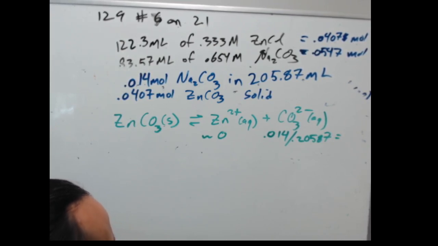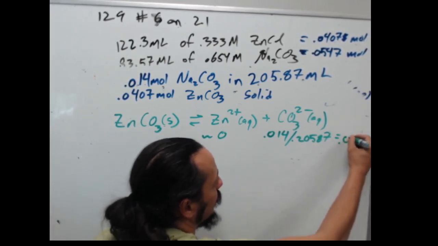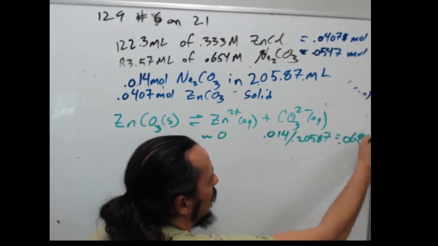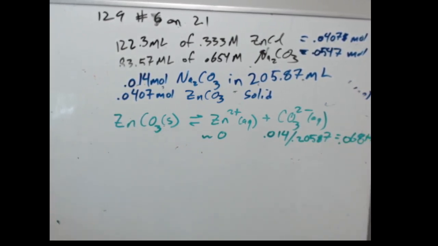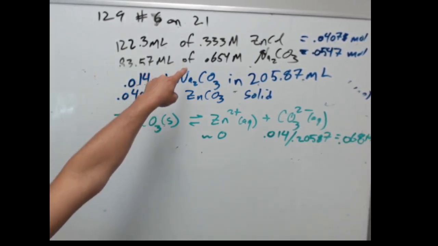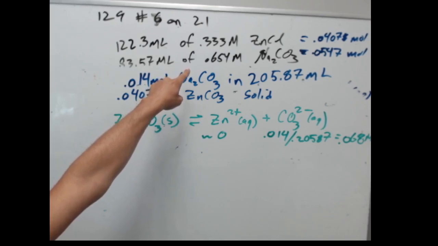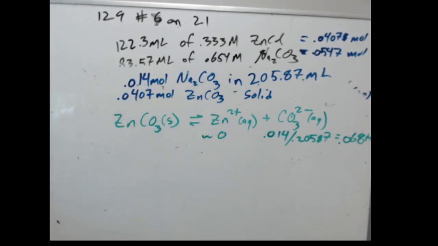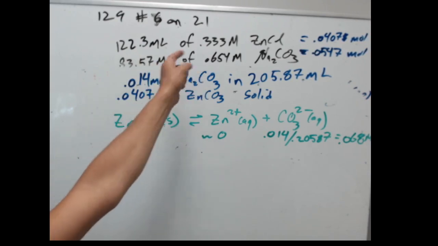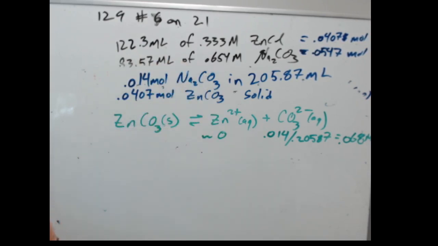And that gets us 0.068 molarity. So notice my molarity from where we started with the carbonate is way down. It's like 10 times lower than when we started. That makes sense though, because we reacted a lot of it away. So we've got that 0.068 molarity.